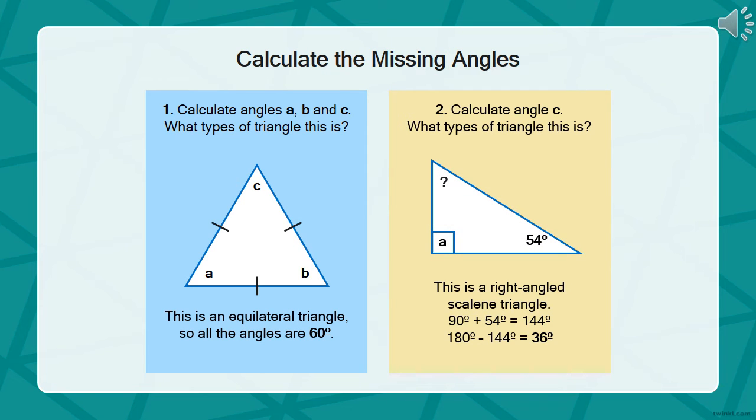So let's look at question number 1. Question number 1, the triangle is an equilateral triangle, and we know that these have equal sides and equal angles, each equaling 60 degrees. And triangle number 2 we know is a right angle triangle, so we can add the right angle, which is 90, to 54, giving us 144 degrees, and then finding the difference between 180 and 144, giving us the angle of 36 degrees.